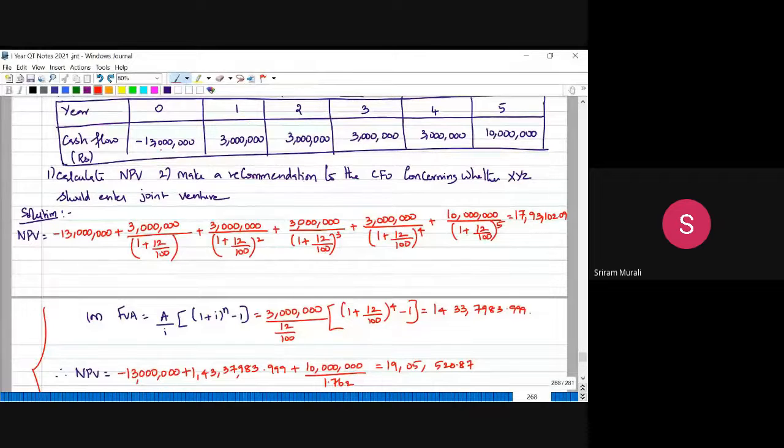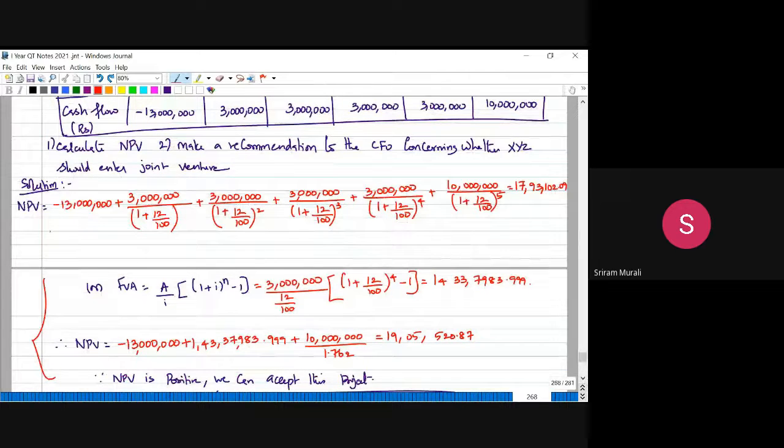This is the investment subtracted. For the fifth year you compute the interest rate separately. Otherwise this is a direct formula. Whichever method you want, you use. In both cases your NPV is positive. Is this clear?